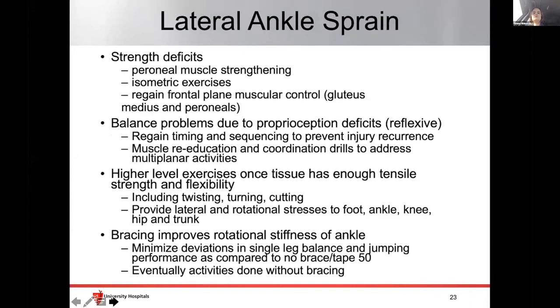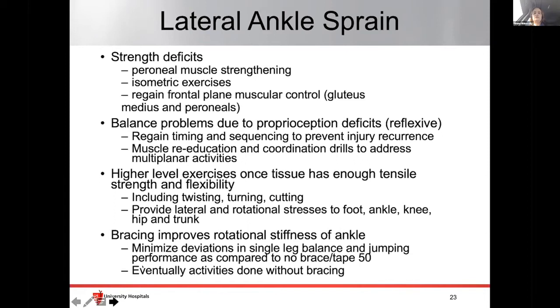So when we're trying to rehab the ankle sprain, you have to address different things. One is strength. The peroneal muscle group is particularly one that we need to retrain. If we don't retrain the brevis to fire properly, you're going to tend to keep rolling your ankle or inverting it. You also want to work on the hips, particularly the gluteus medius, to make sure you have frontal plane muscle control. And then the proprioception deficits have to be reversed, so timing and sequencing are very important.